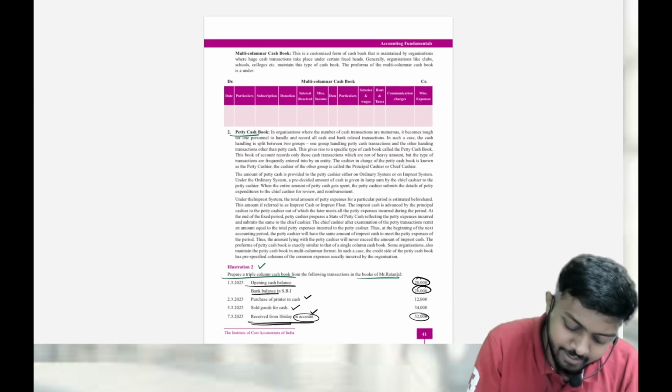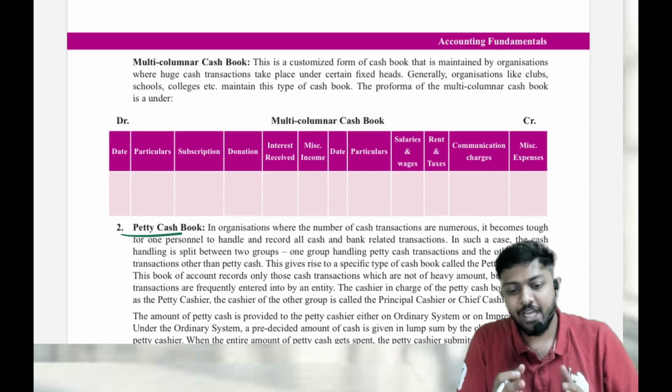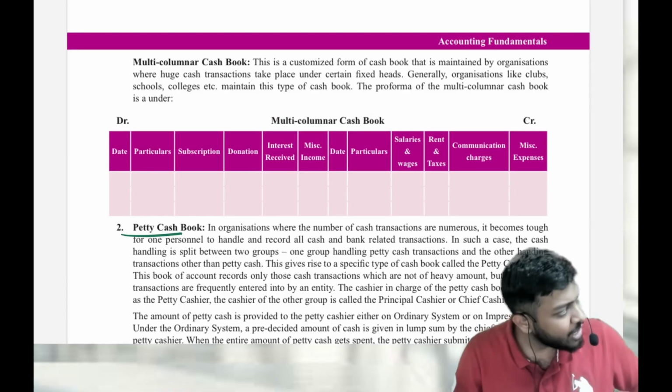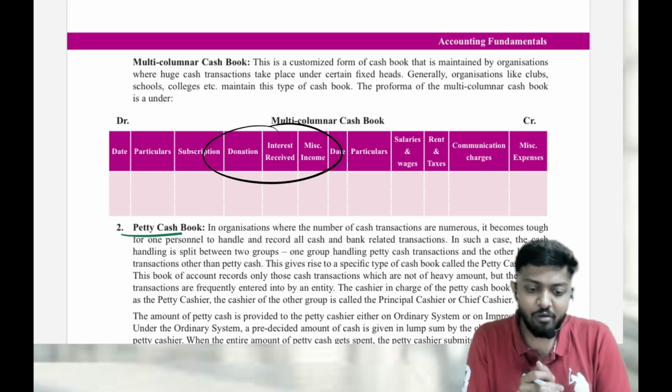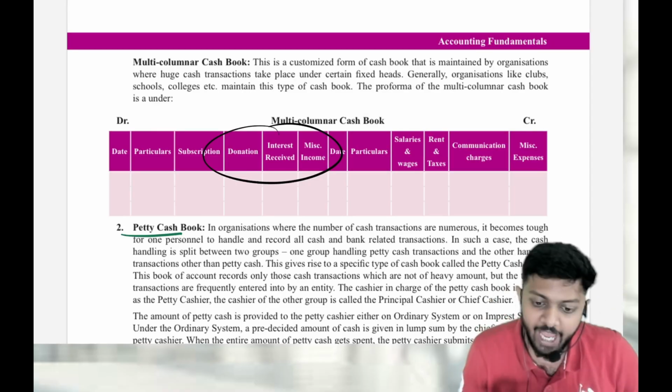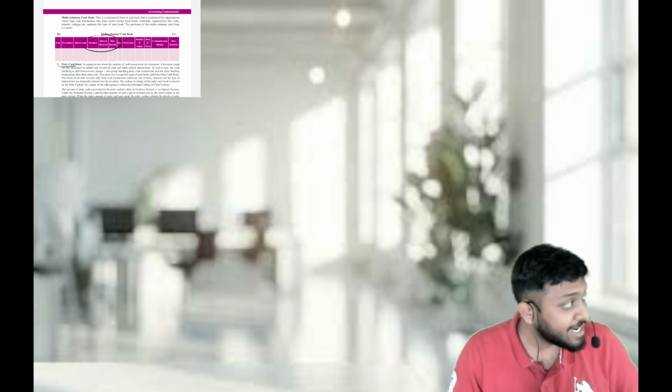Then we have what? Multi-columnar cash book. Here you'll have various columns, and you can use whichever, and the heading depends on the business type. Now if you are an NPO, for you subscription, donation, interest received, miscellaneous income. See, donation, subscription matters, no? Why it matters?